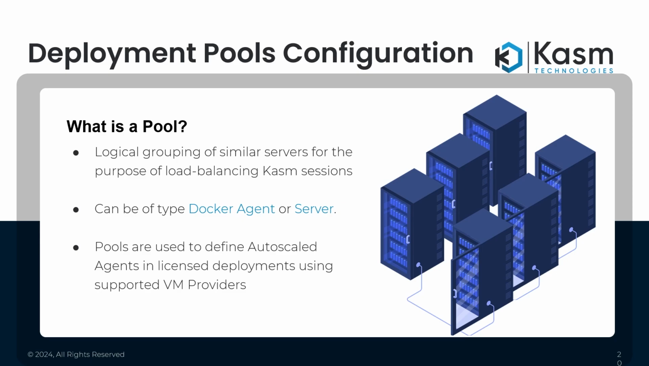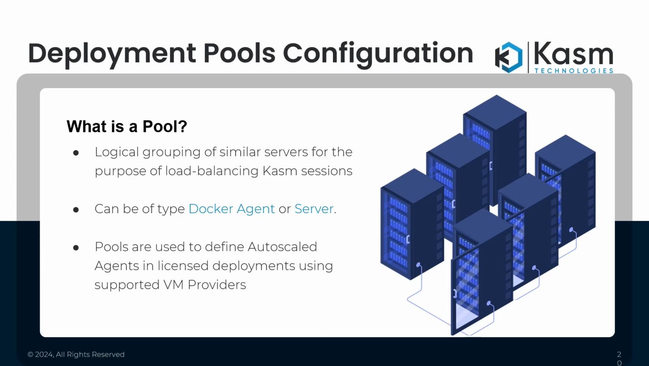Now that we have created a zone, we also need to create a pool in that zone. A pool is simply a logical grouping of similar servers for the purpose of load balancing your Kasm sessions. So essentially, when new agents are provisioned with auto-scaling, they must be associated with a pool. And that's why we need to create a pool.